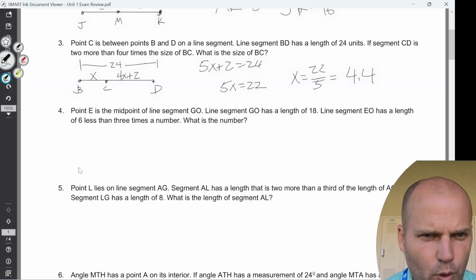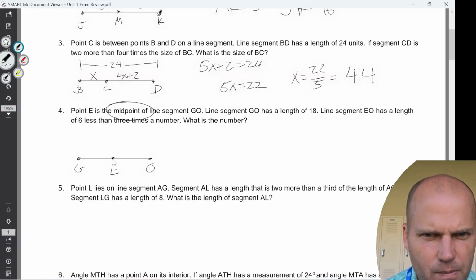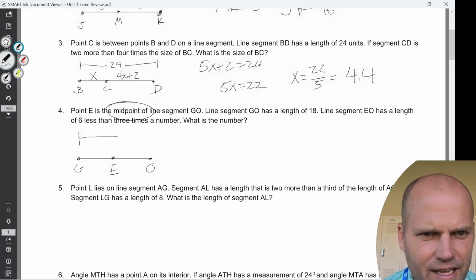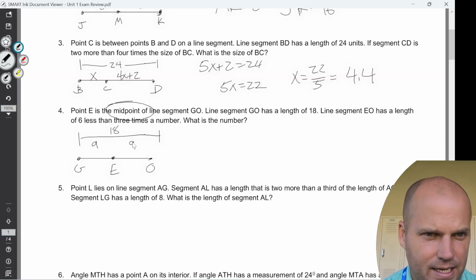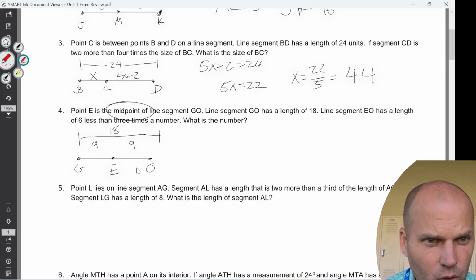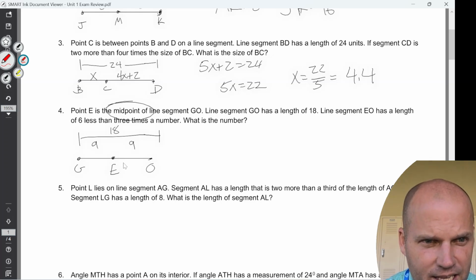All right, question 4. Point E is the midpoint of segment GO. We pay attention to the word midpoint. Midpoint means the middle. GO has a length of 18. Oh, great. That means we should know that GE is 9 and EO is 9. EO is 6 less than 3 times a number. So I'm going to say EO is 3x minus 6.